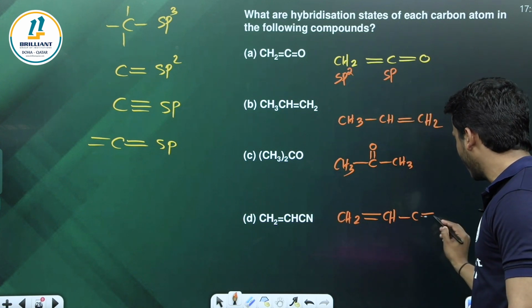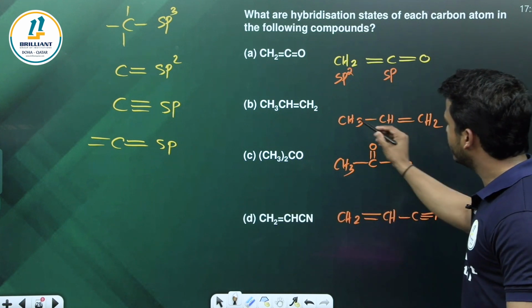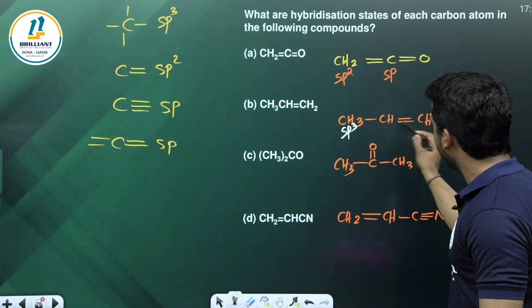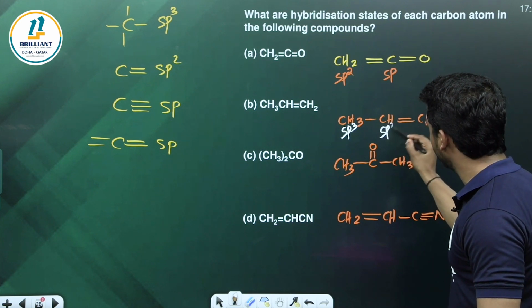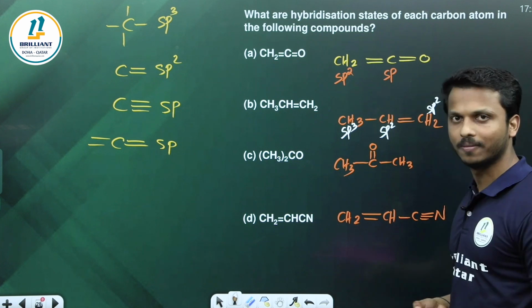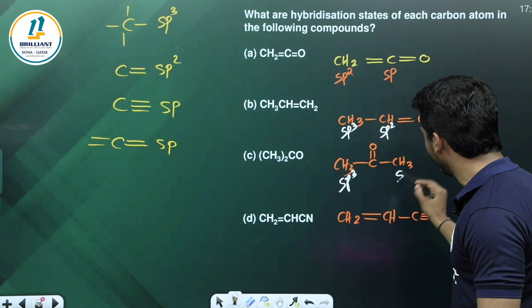You know, carbon and nitrogen are bonded through a triple bond. Careful, how to answer? This carbon has all single bonds, therefore it is sp3. This carbon has one double bond, therefore it is sp2. This carbon also has one double bond, so it's also sp2. Simple. What about this carbon? Full single bonds, sp3. This is full single bonds, sp3.